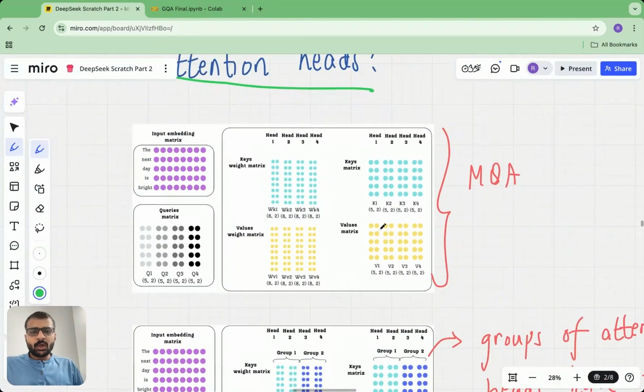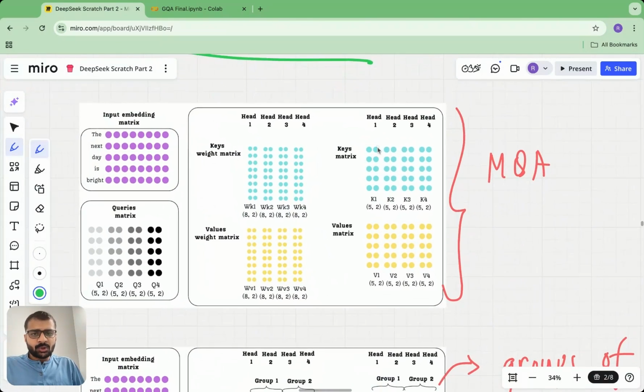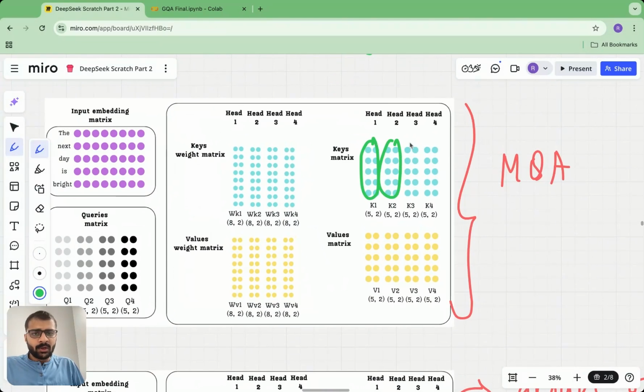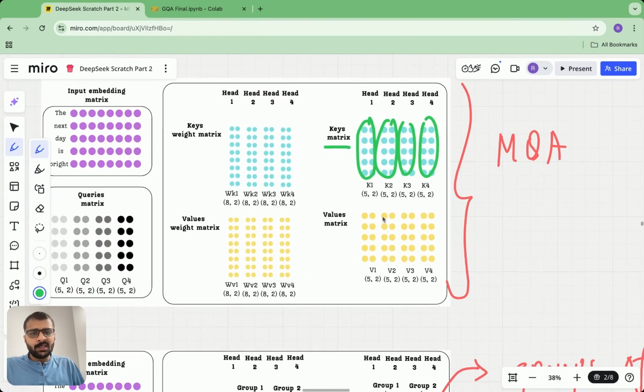So here's the schematic of the multi-query attention. You see, based on the color codes here, head 1, head 2, head 3, head 4 have the same values for keys, and head 1, head 2, head 3, head 4 have the same values for the values matrix.